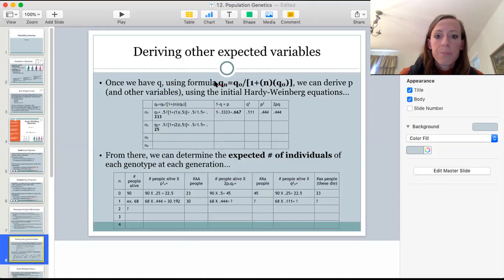So once you have Q, by using this formula, you can get P by just doing 1 minus Q, and you can also get Q squared, P squared, and 2PQ. So you can just work through that. I just sort of talked you through how to do Q at generation 1, but you do the exact same thing. Q at generation 2 is going to be, just plug it in, Q at generation 0, which is 0.5, divided by 1 plus, this time we're changing the n to 2, okay? Multiply it by Q at generation 0, which is 0.5, and that'll give you 0.25, or it should. Okay, once you have that, you got P, and so forth and so on.